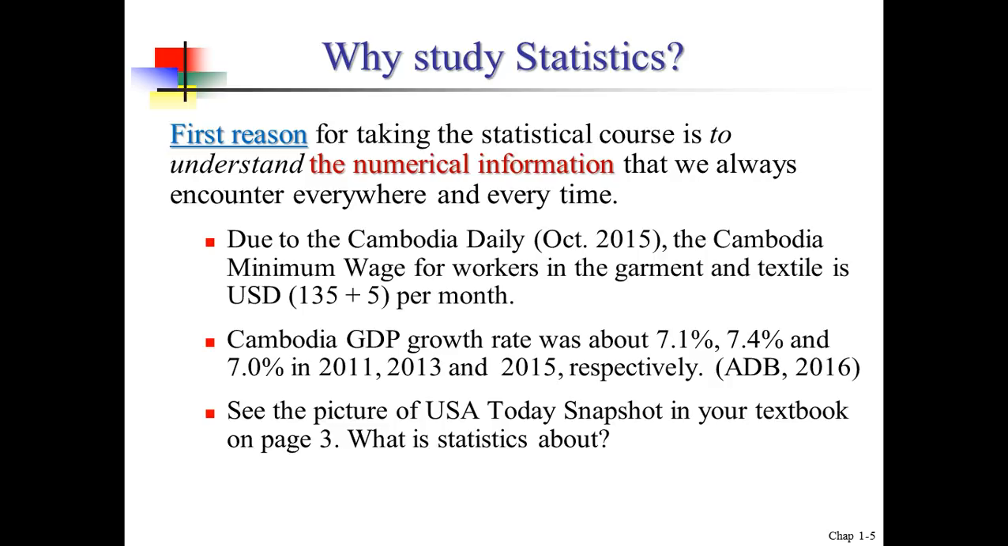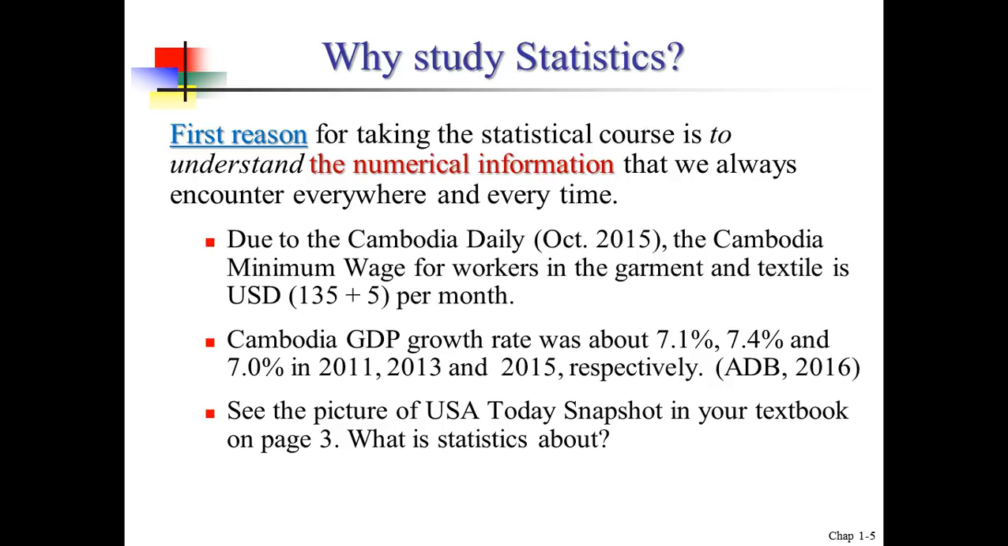For example, yes, this is maybe a little bit old data, due to the Cambodia Daily, now the Cambodia Daily is not available. According to the Cambodia Daily in October 2015, the Cambodia minimum wage for garment factory workers is 140 per month. Okay. This is 2015.